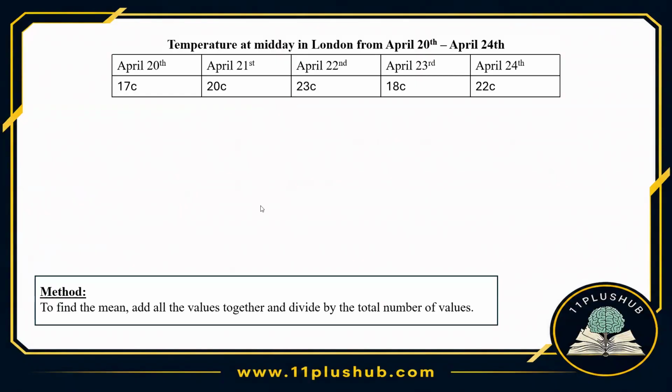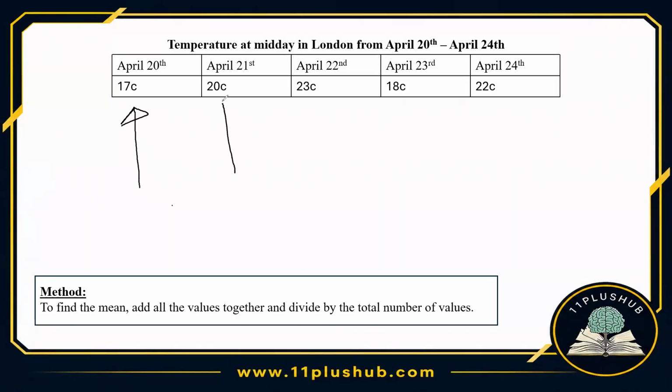All right, so as usual, let me do this one all by myself. Even if you think you know how to do it, just let me do this one all by myself, and then we'll have some questions to do all by ourselves, okay? So this first question says, we've got a table, and it says that the table shows us the temperature at midday in London from the 20th of April to the 24th of April, right? So before we do anything, let's make sure we fully understand the table. It's telling us that on the April 20th, it was 17 degrees Celsius.